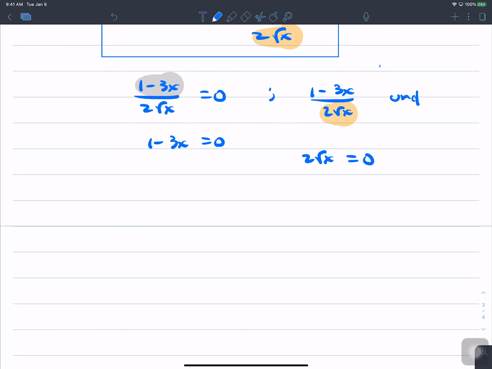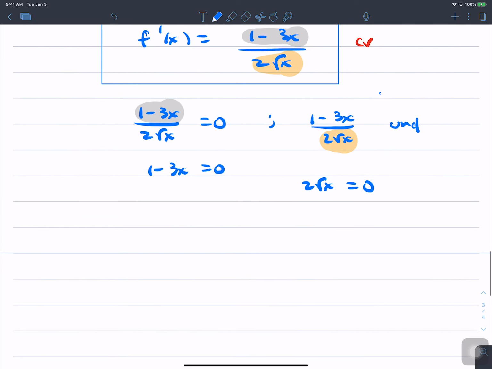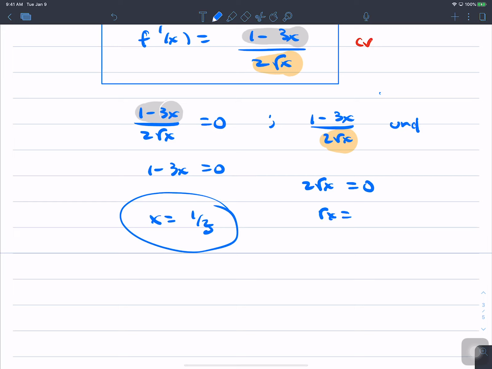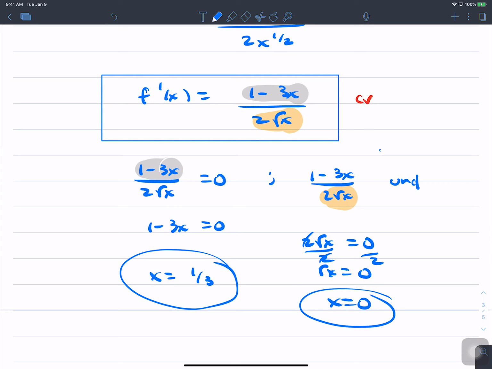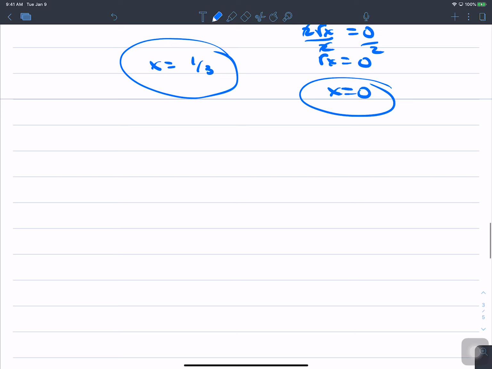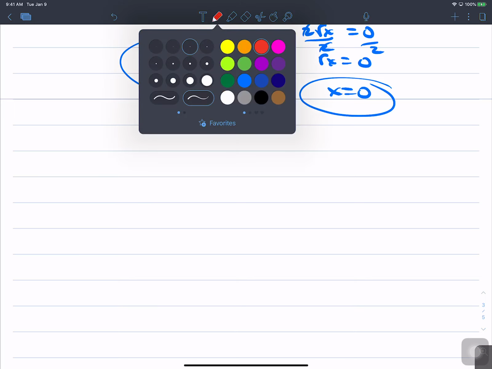So this is going to give me my critical values, right? For critical value, we solve this for x. X is going to be 1/3. And this means the square root of x is actually 0 if I divide both sides by 2, right? And this really means x is 0. So I have two critical values. One at 1/3, and then the other at 0. These are my critical values. All right.